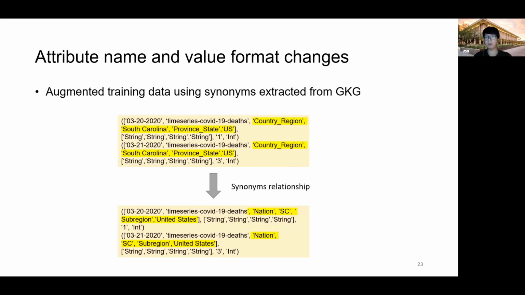Google Knowledge Graph is a widely used tool for entity matching. In this work, we utilize it to extract synonyms to replace words and augment the training data, so that we can improve the model to have an even better understanding of similar contexts.